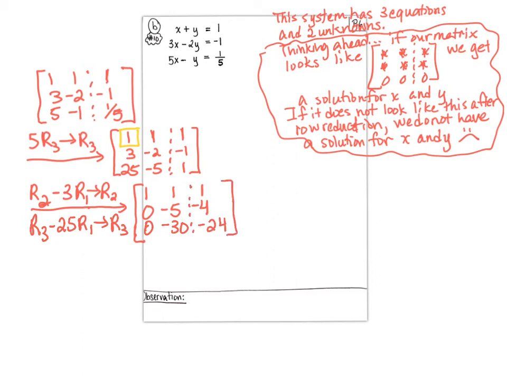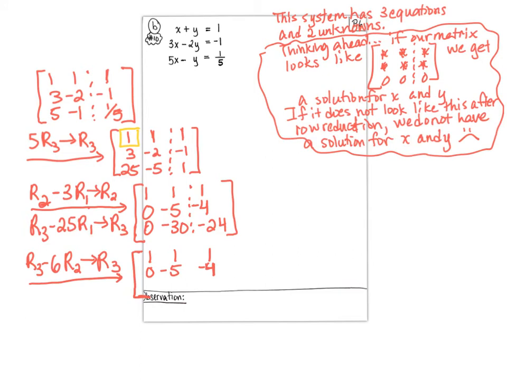Did you make any observations yet? You said yes? What's your observation? Well, I just thought of something to do that. What did you think of? R3 minus 6 times R2, to get a new R3? Okay, so let's try it. Row 1, is that going to change? No. So we have 1, 1, 1. Row 2 going to change? No, so we have 0, negative 5, negative 4.